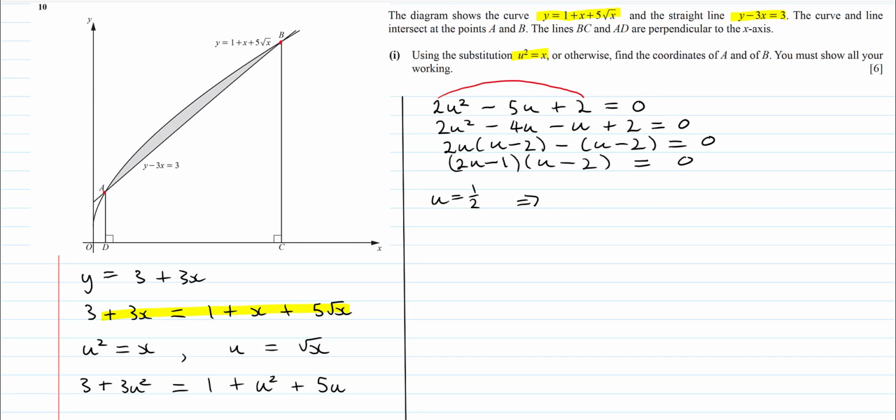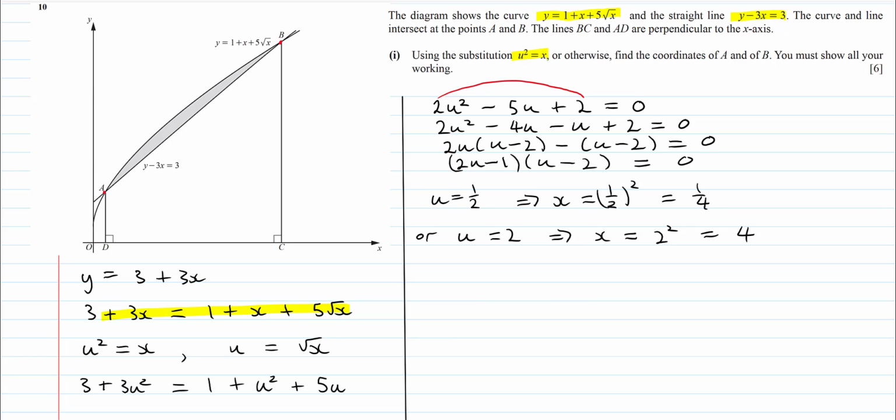So if 2u minus 1 is equal to 0, then we have u is equal to a half, and that means then, well, x is equal to u squared, so x is going to be equal to 1 over 2 squared, which is equal to 1 over 4, or we have u minus 2 equals 0, which means u is equal to 2, and that means then that x is going to be equal to 2 squared, which is equal to 4.